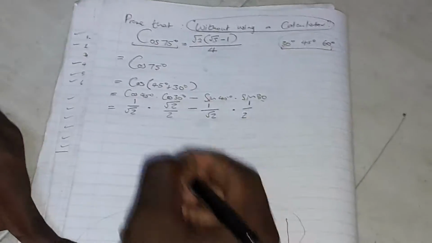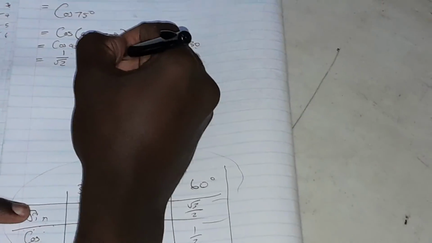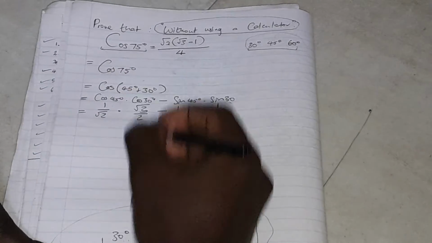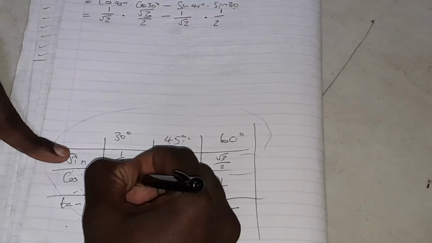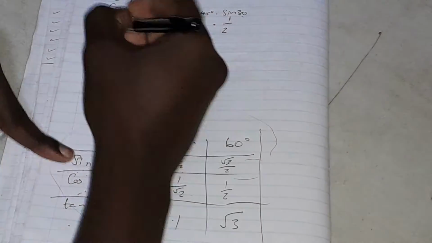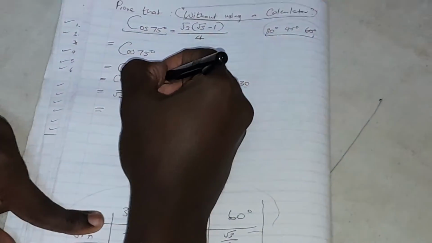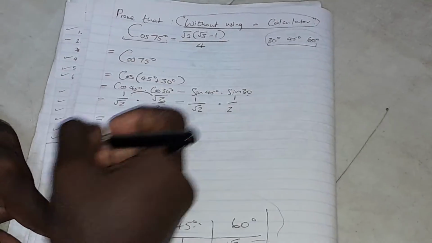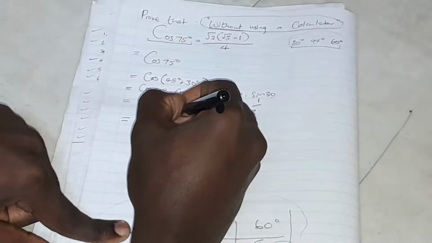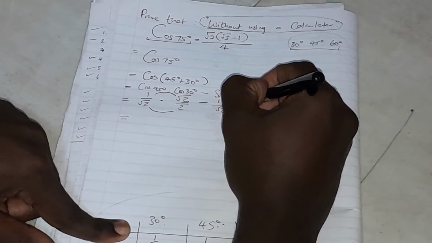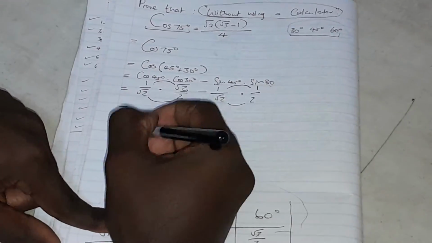Now we are moving, guys. Here we actually have square root 3 over 2, not square root 2 over 2, square root 3 over 2. Sorry for that. Now we multiply. I multiply the numerator with the numerator, and the denominator with the denominator.